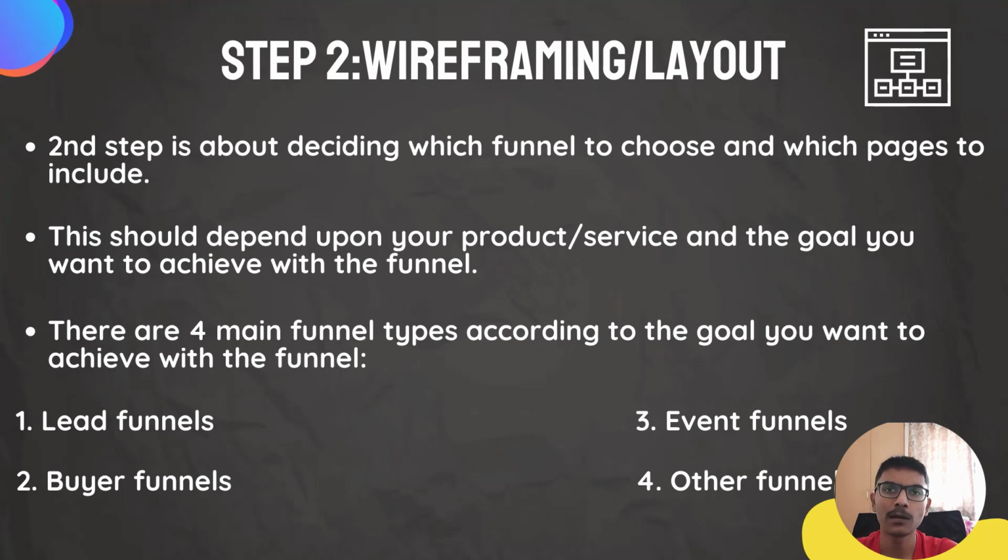There are many different types, but there are 4 main funnel types according to the goal that you want to achieve with the funnel. So the first one is lead funnels, which is basically to generate leads. Second is the buyer funnels. So buyer funnels means basically you are selling a front end offer like a physical product or an ebook or any kind of digital product which is low in price.